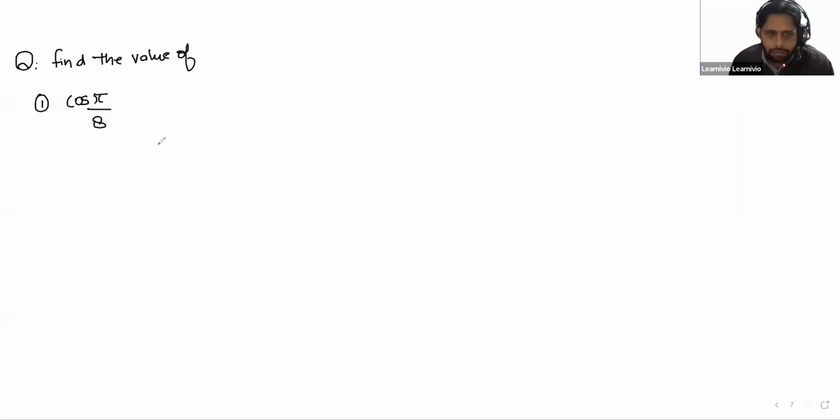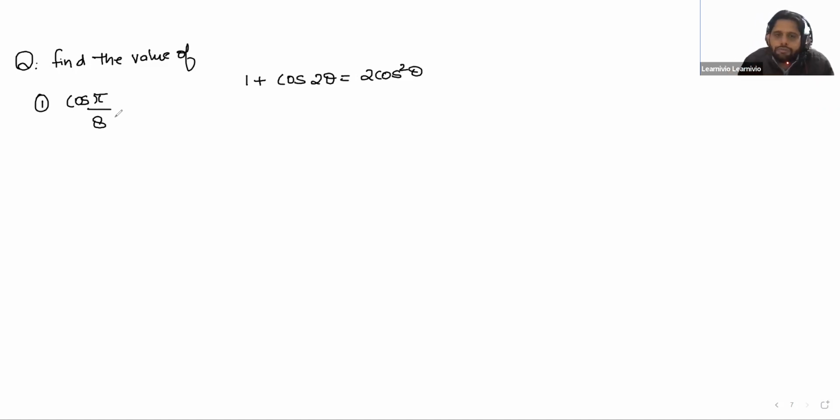I already told you that these two formulas are very important. 1 plus cos 2 theta is equal to 2 cos square theta. Please check here. If this is 2 theta, this becomes half of that angle. Whatever angle you have in the formula, this becomes half of it. So here we have cos pi by 8.